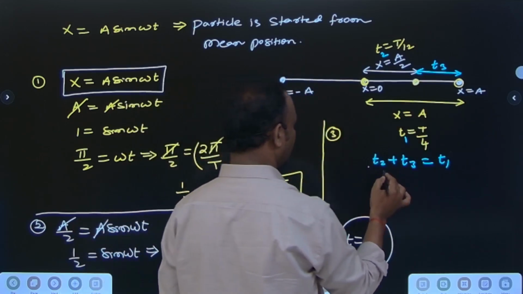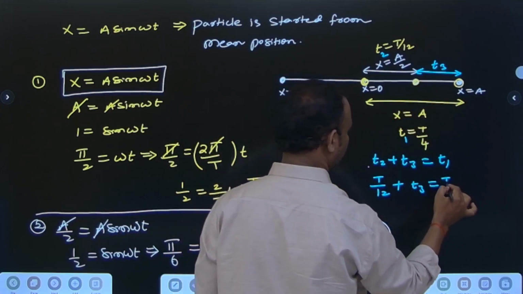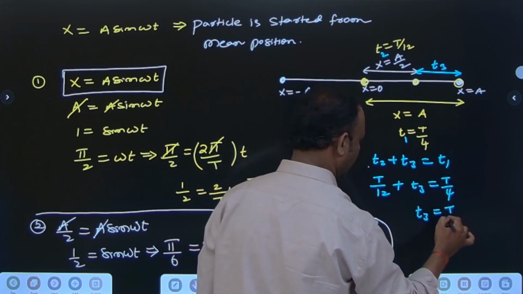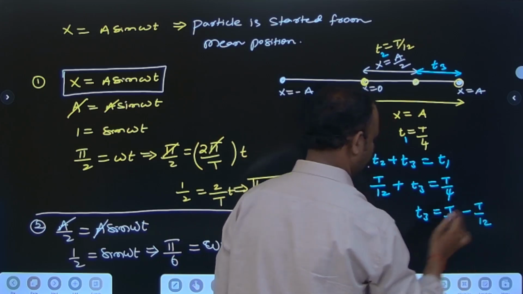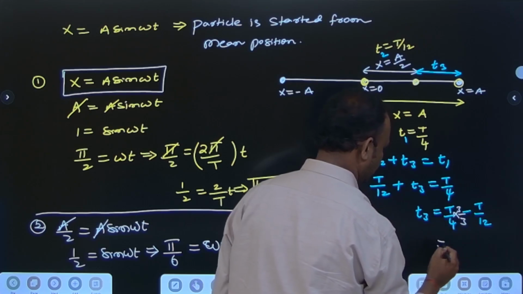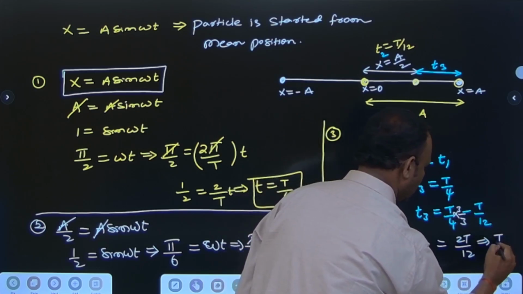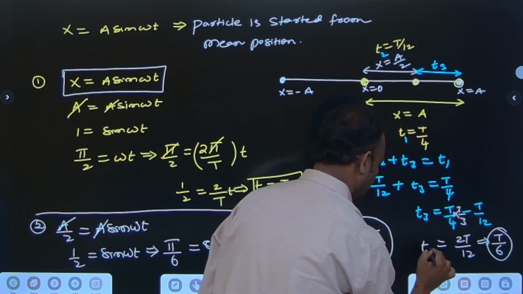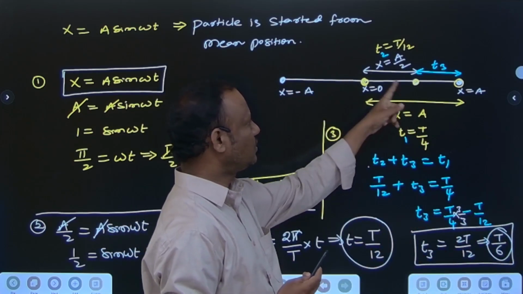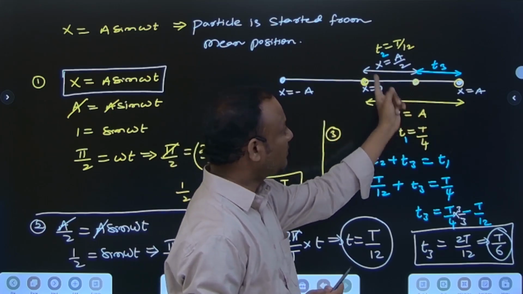T2 is T by 12. T3 is unknown. Then T1 is T by 4. So T3 is equal to T by 4 minus T by 12. I want 12 as the denominator, so multiply by 3 by 3. 3T minus T is 2T, so 2T by 12, which means T by 6. This is T3, the time taken from x equal to A by 2 to x equal to A.